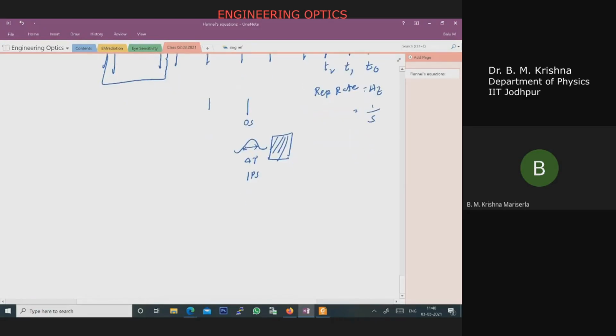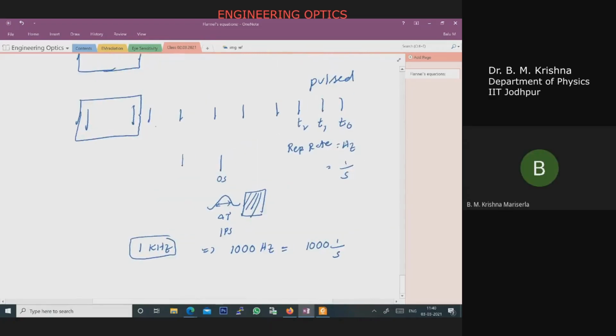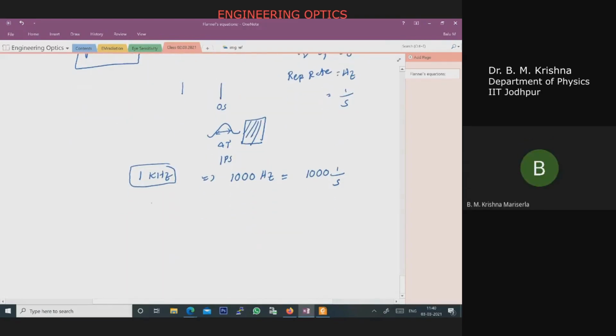For example, a laser is giving 1 kilohertz. The repetition rate of the laser is 1 kilohertz. That means it is giving 1000 hertz, which is nothing but 1000 pulses per second. So the number of pulses in 1 second, the laser is producing 1000 pulses. Similarly, if you talk about a 10 hertz laser, that means 10 pulses in a second.